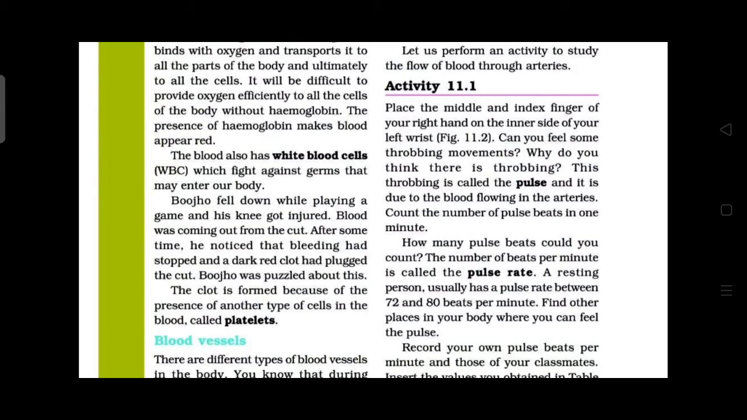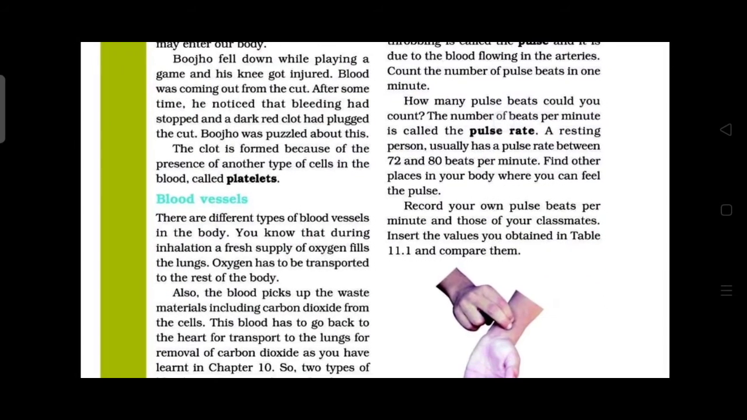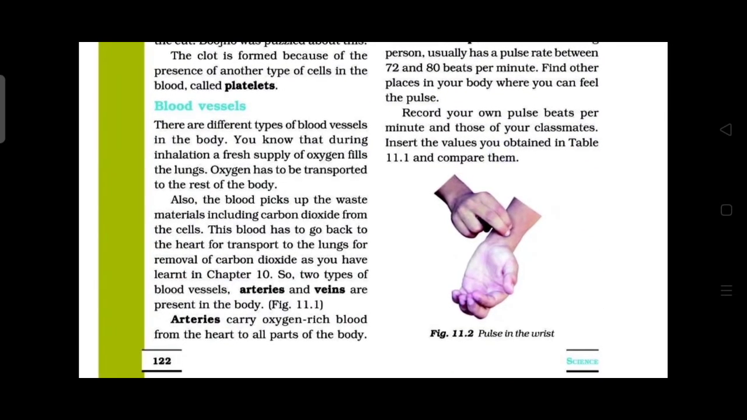Then the next component of the circulatory system is called what? Blood vessel. First we studied blood. Now we are going to study what? Blood vessels. There are different types of blood vessels in our body, right?